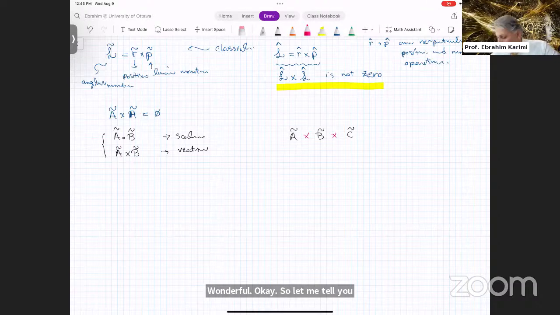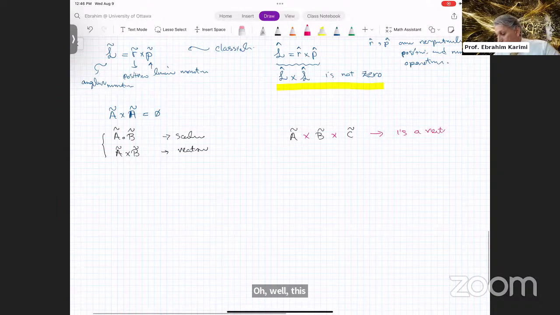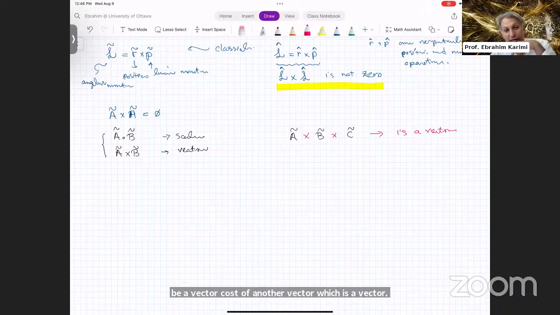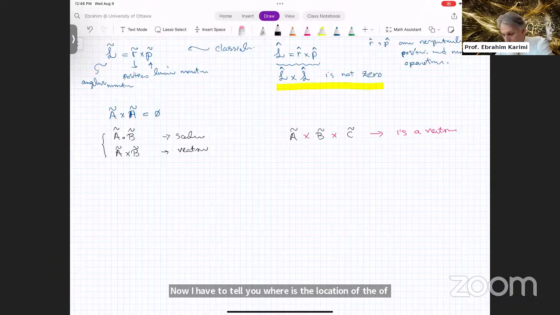Let me tell you, this result is a vector. Because A cross B is a vector, crossed with C, it will also be a vector crossed with another vector, which gives a vector. Now I have to tell you where the location of the parentheses is. We will do the calculation for this in a few minutes.